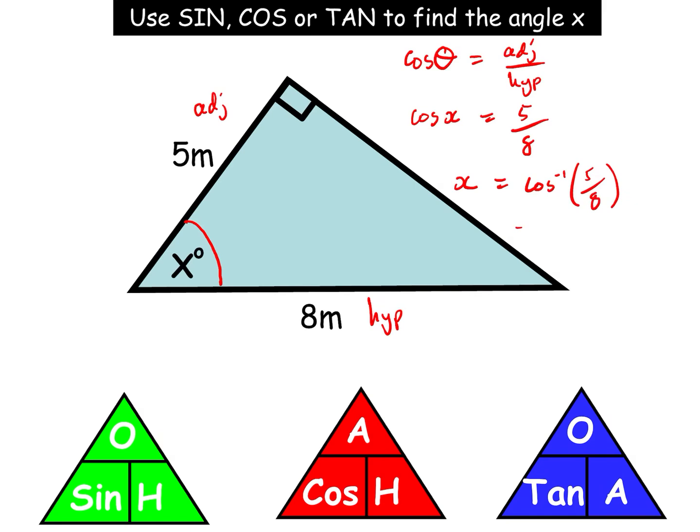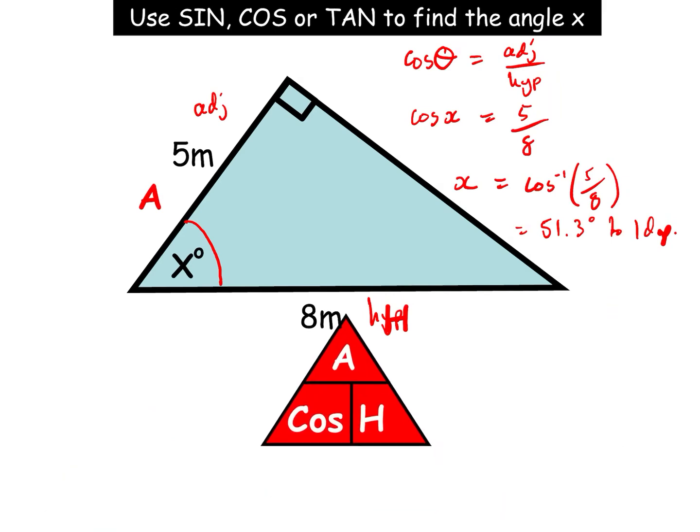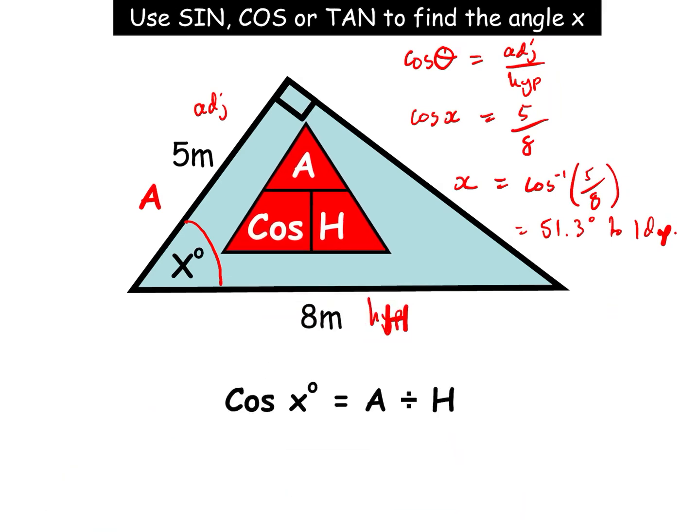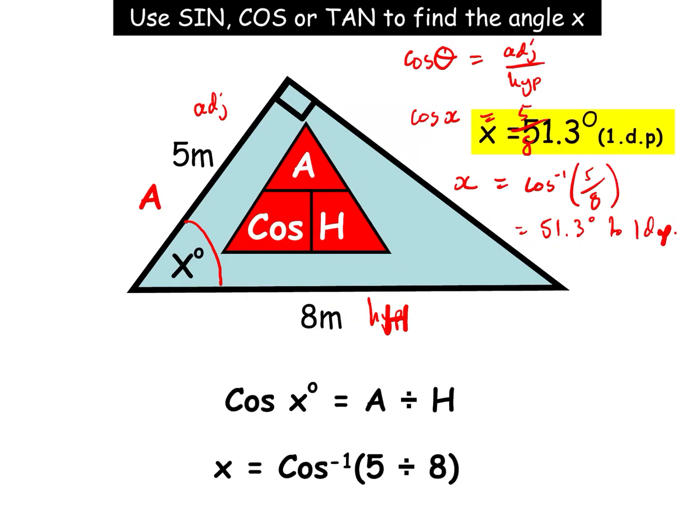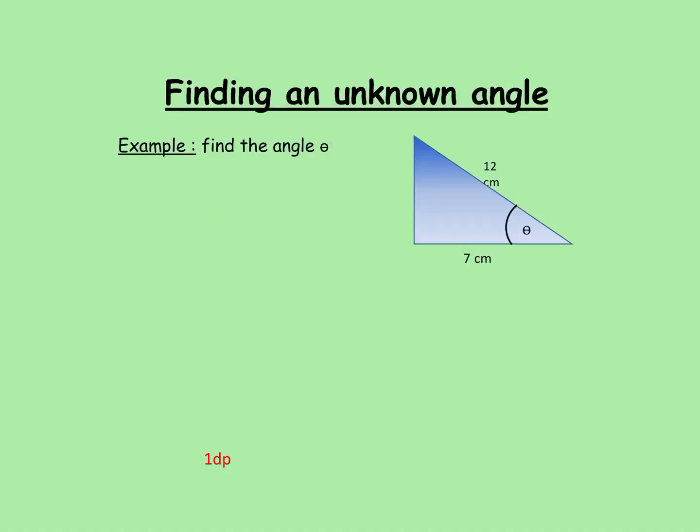And I get an answer of 51.3 degrees to 1 decimal place. 1 decimal place for angles. Okay? Hopefully that makes sense. Should be nice and easy. So let's just see whether we were right. It was a cos. And 51.3 degrees. So we got it right.